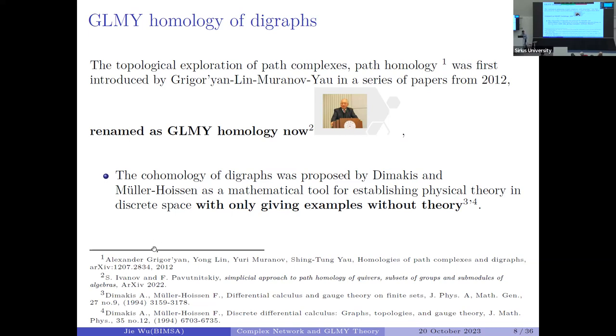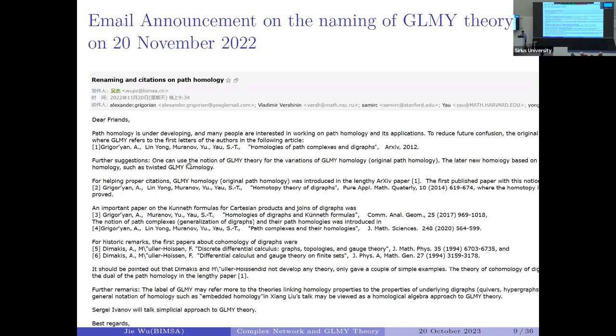So there's four authors. They make this title, and display it to you. This is like my official announcement about the renaming of the so-called path homology. I think this is the timing on that. After some discussions with the authors on the paper, and as instructed by y'all, I sent an announcement on the renaming of the path homology. So that's how we call the GLMY homology.